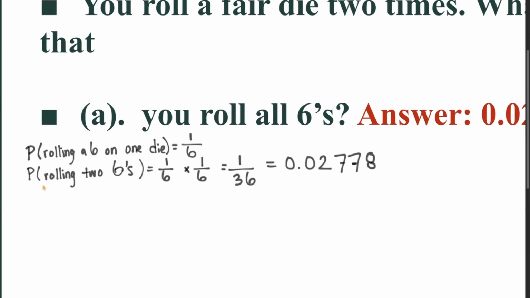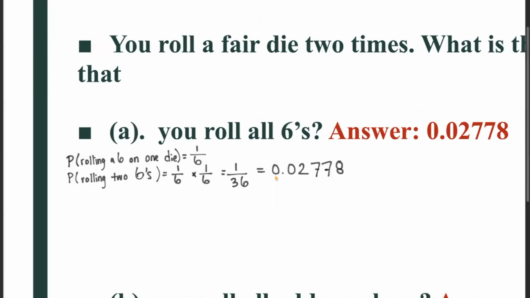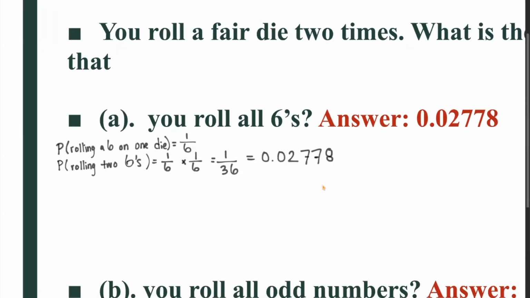And then the probability of rolling 2 6s is the probability of rolling a 6 times the probability of rolling a 6 again. So 1 over 6 times 1 over 6 is 1 over 36, and that gives us the answer of 0.02778.